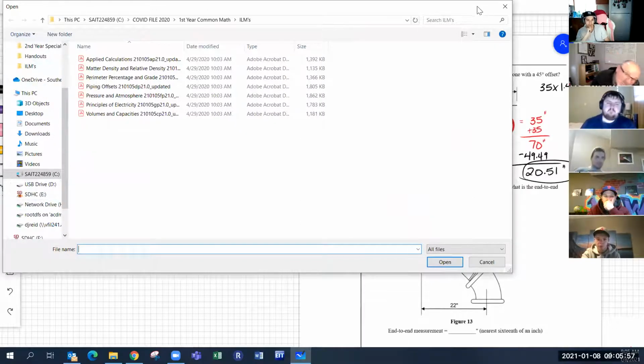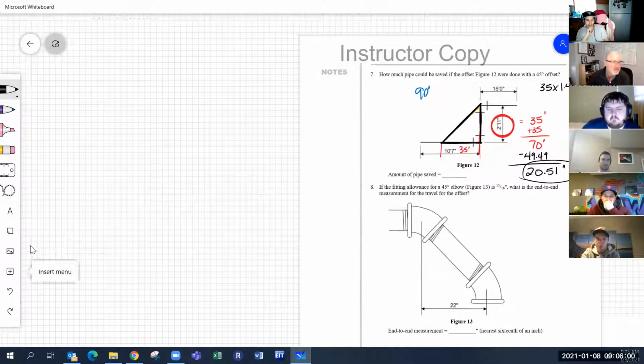I don't want to insert that. I want to insert a Word document.